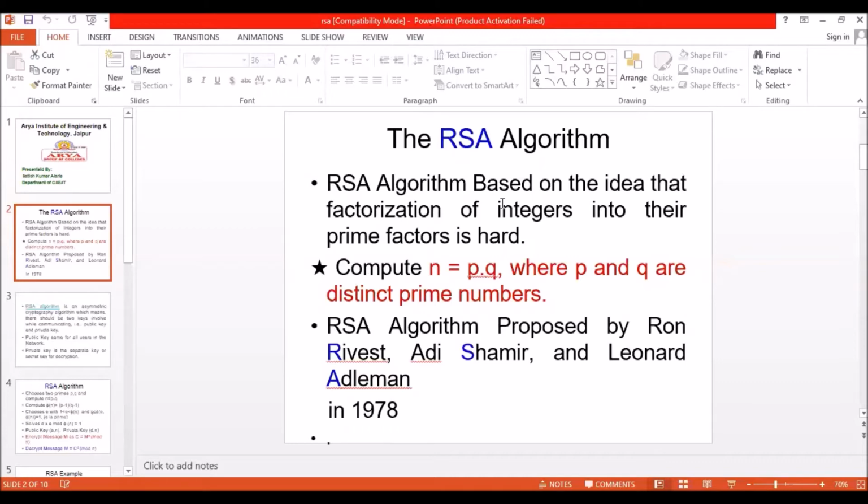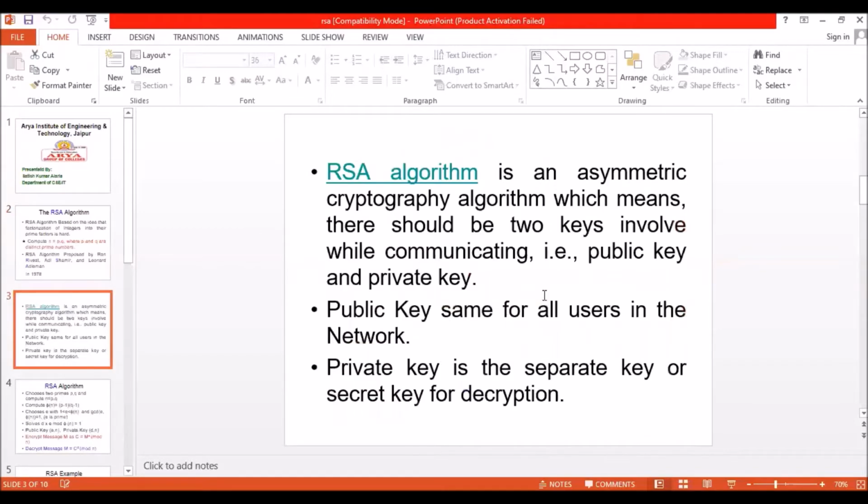And third, the RSA algorithm was proposed by Ron Rivest, Adi Shamir, and Leonard Adleman in 1978. The RSA algorithm takes the surnames of all three scientists: Rivest, Shamir, and Adleman. So this is called the RSA algorithm. Basically, the RSA algorithm is an asymmetric cryptography algorithm, which means two keys are involved. One is the public key and the second is the private key. The public key is the same for all users in the network, and the private key is a separate key, also called the secret key, used for decryption.